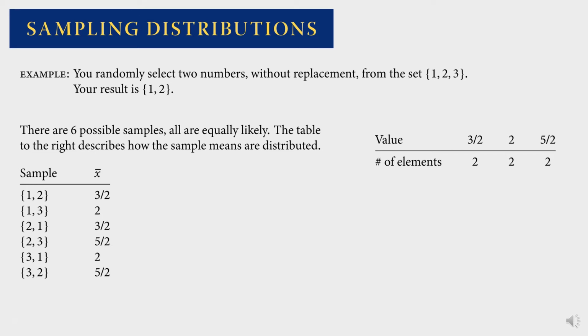In this case, there are 6 possible samples we could have drawn. This column here is called the sample space, by the way. The sample space is the set of all possible outcomes for an experiment. If you sample 2 numbers from the set 1, 2, 3 without replacement, these are all the possible outcomes.